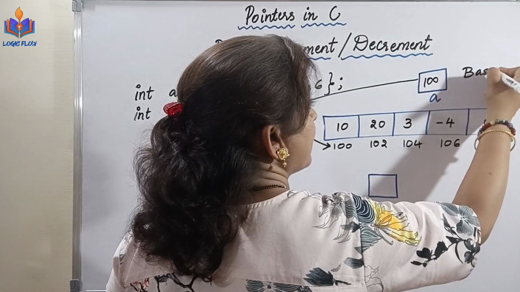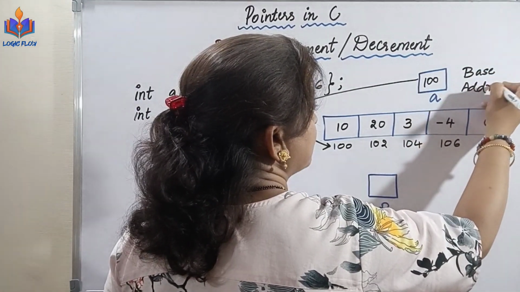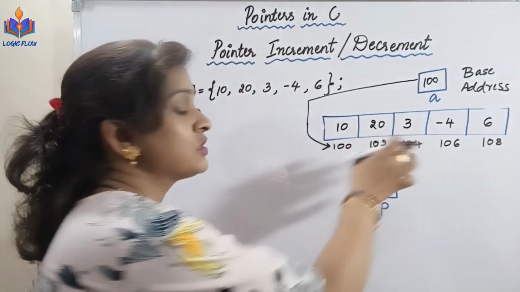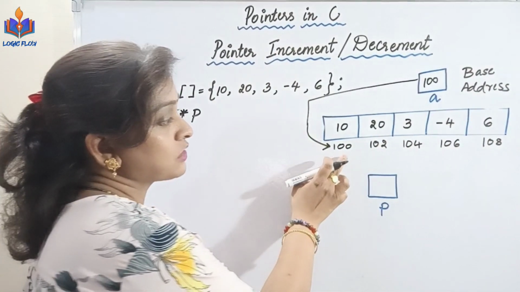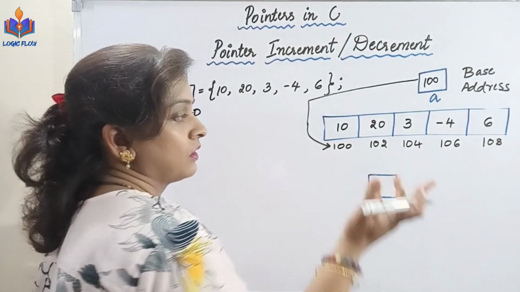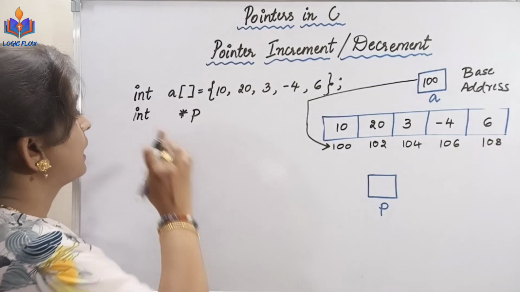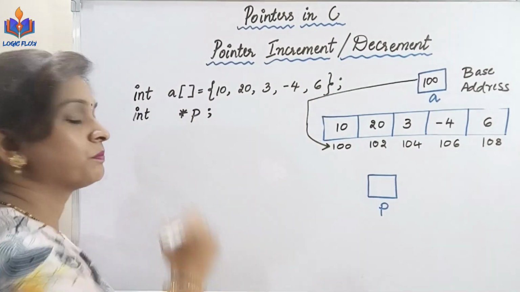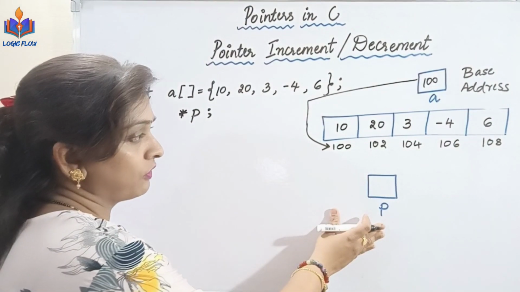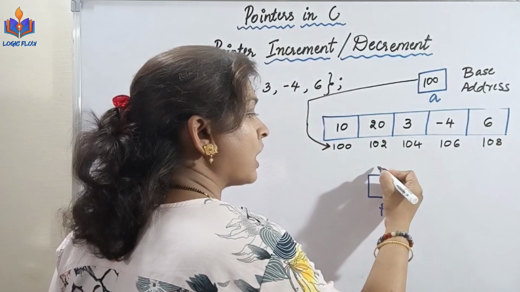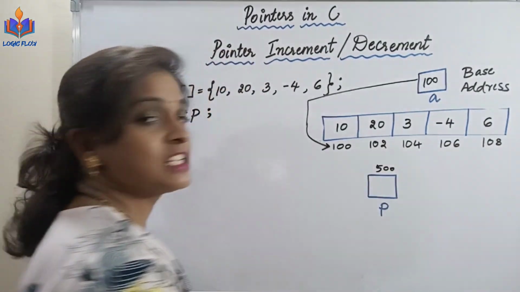What is the base address? It is the address of the first element in the array. What is the address of the first element? It is 100. Right, so that is held in the array name. Now I'll say int asterisk p, a pointer variable. The pointer variable will also have some address. Let me say it is 500.